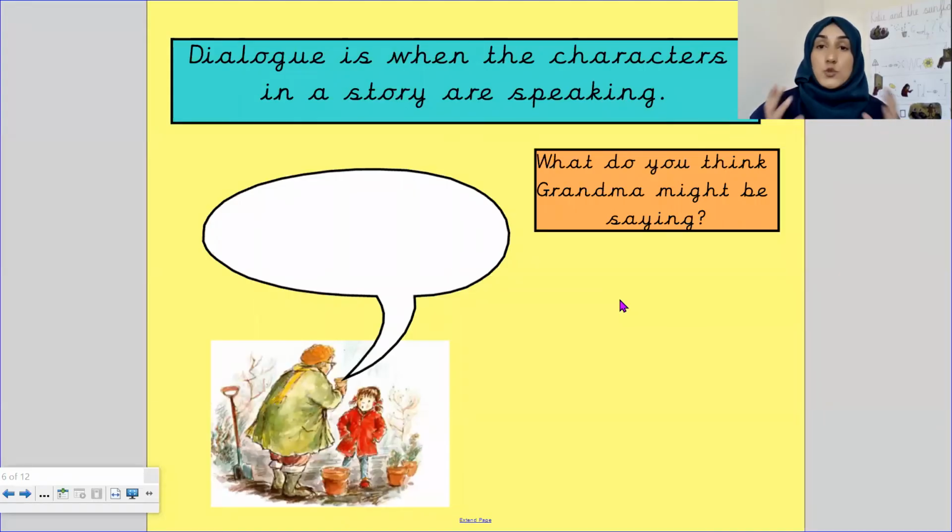So in a story, when the characters are speaking, it is called dialogue. Well done. Okay, and in this picture, now your special job is to think, what do you think Grandma might be saying in this part? And I've given you a big clue because I've read the story map. Fantastic. She was saying, let me get my pen ready, bear with me. Okay, I've got my pen ready. So I think what Grandma was saying here is, can you guess?